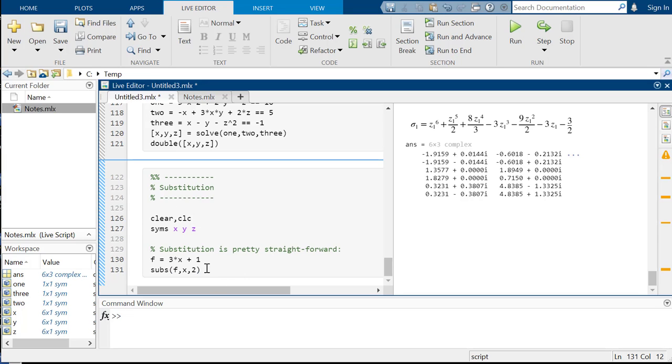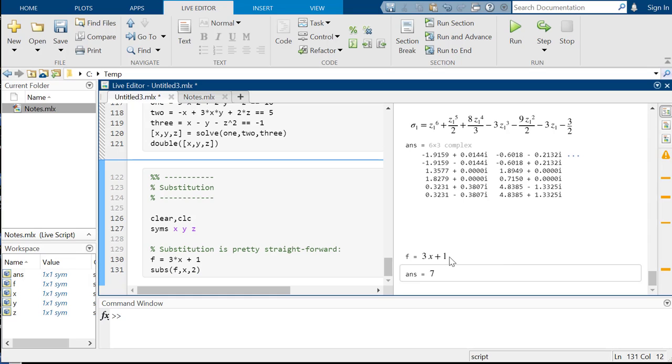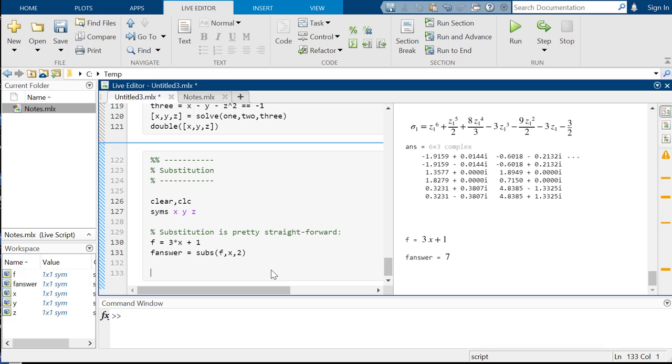So substitution is pretty straightforward. If I have an expression, 3x plus 1, and I want to substitute x, everywhere I see an x, I put a 2. I just run that. Look, f is 3x plus 1, so substituted it's 7. I don't like to have dangling answers around, so it's 7, yay! That's super fun.